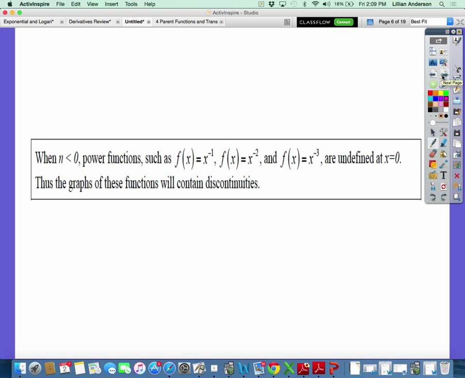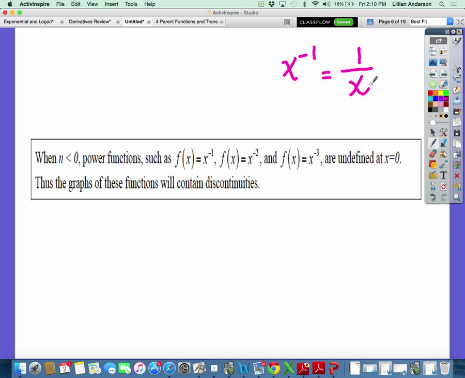Now, when n is less than 0, meaning that it's negative, such as x to the negative 1, x to the negative 2, x to the negative 3, and so forth, these are undefined at x equals 0. Because, anybody remember about exponents when you have a negative in the exponent, what it does? It makes it a fraction. It's a reciprocal function. And we know that reciprocal functions are undefined when x is 0.